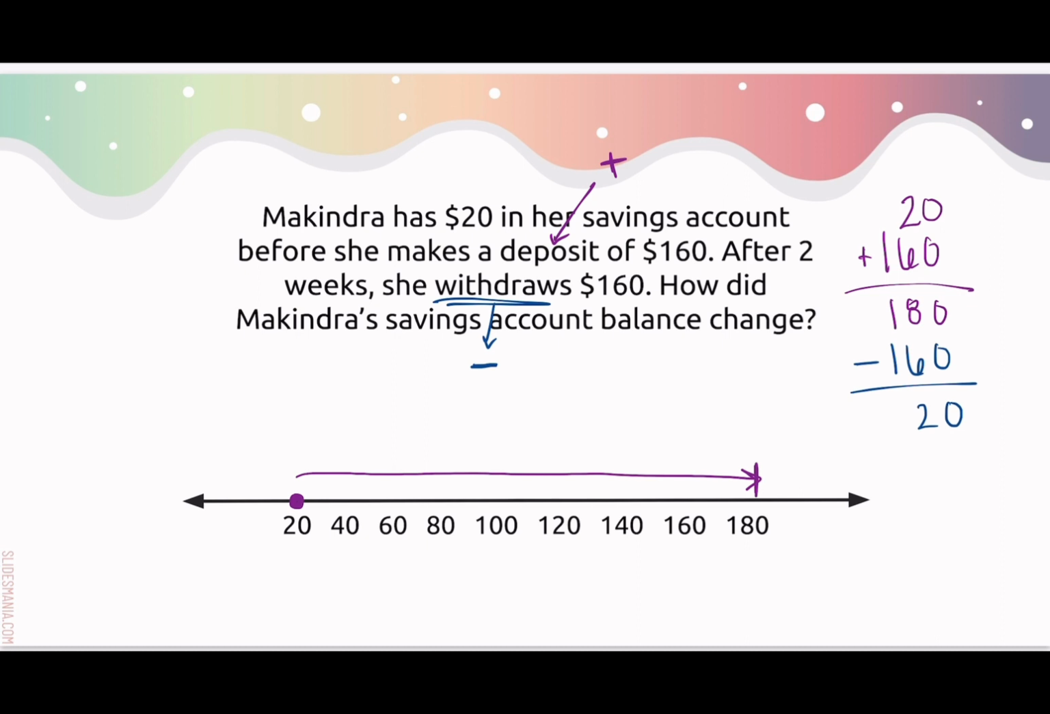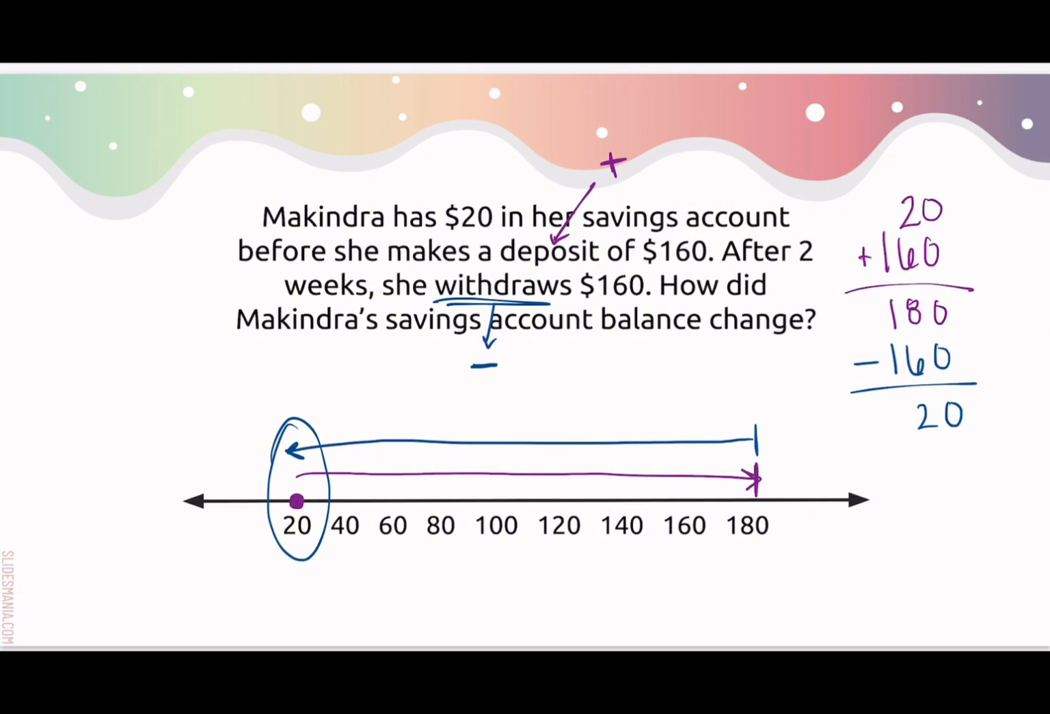And we can see that on the number line by starting here, but then going all the way back to where you started. And it do be like that sometimes. You spend the money, you save the money. Life is about balance. It's okay, McKendra. We've all been there. So this is where we're going to end up.